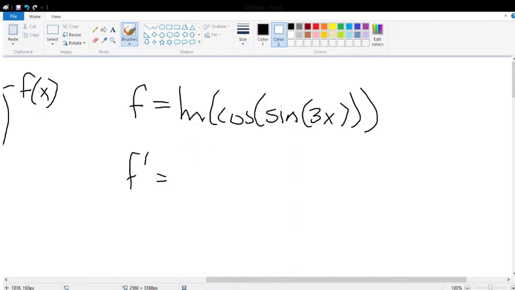This is all just composition functions, right? This isn't any product rule, quotient rule, or power rule going on here. Well, this right here might be. This is sort of power rule, I guess. But yeah, this is just all chain rule.